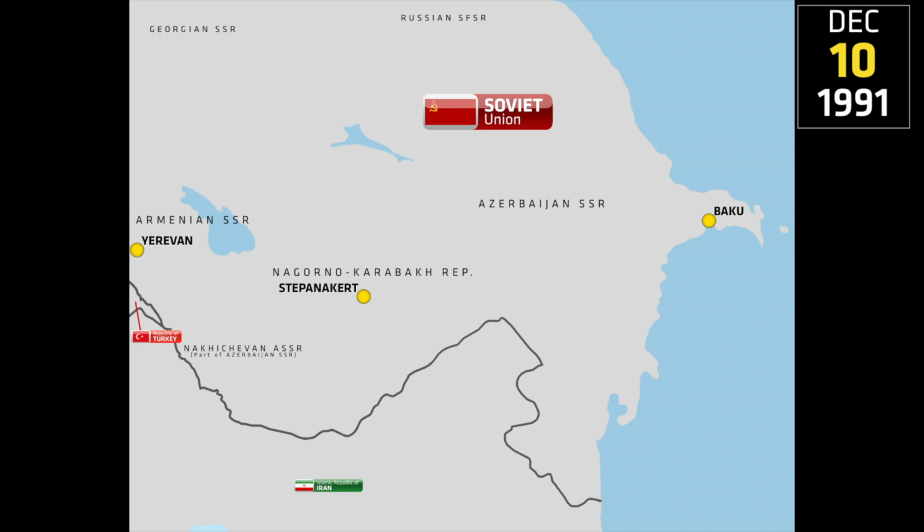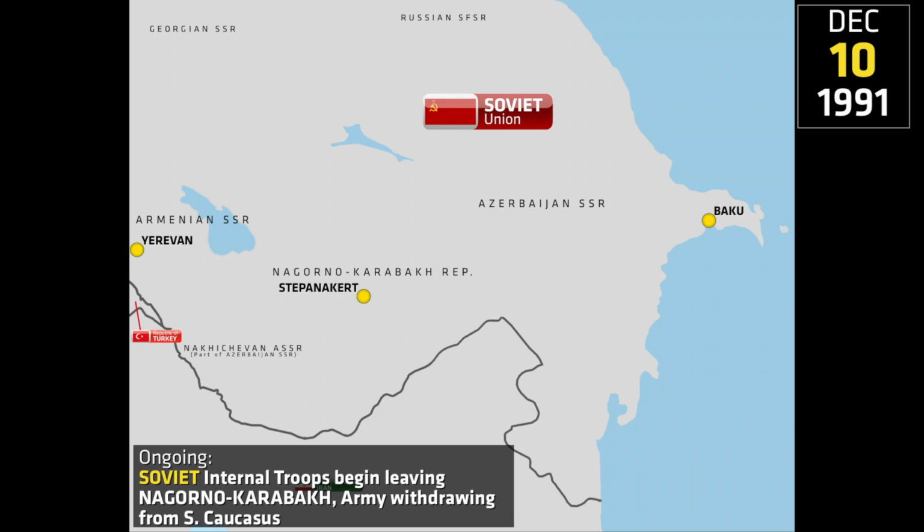In the meantime, that looked all the more likely, as Soviet internal troops began leaving the region and the Soviet army began a withdrawal from the Caucasus region due to the pending independence of most of the members, including both Azerbaijan and Armenia. Nagorno-Karabakh, despite never having any representation at the national level within the Soviet state, was pursuing that path as well, with support from Armenia and against the wishes of Azerbaijan.